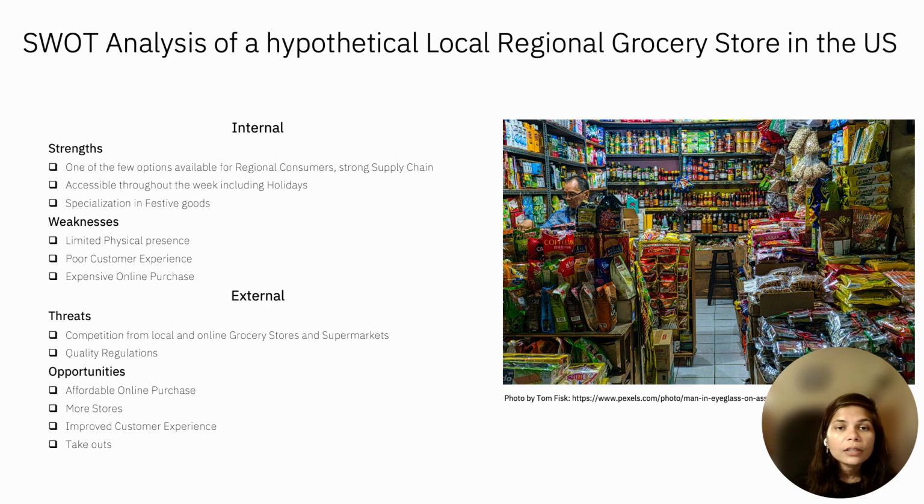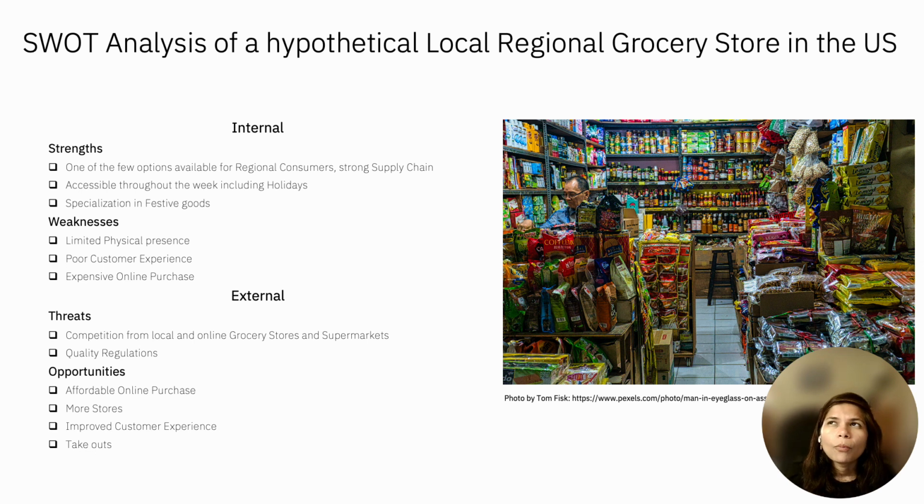Looking at the weaknesses, what could be the potential list of weaknesses? Weaknesses could be the limited physical presence. It's in one area, so many people have to travel long distances to avail those specific goods for specific purposes, or even for regular use. I will give you an example. I used to live at a place where I had to drive 34 miles one way to go to a store for these needs.